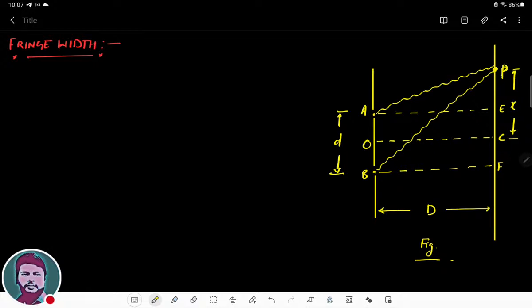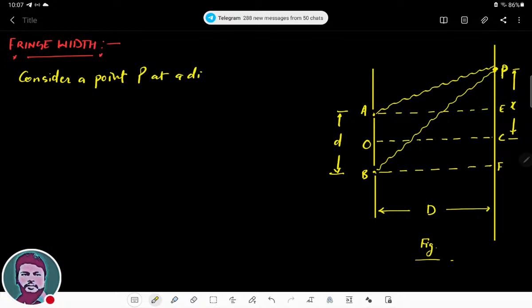I'll start the derivation directly. So let us consider a point P at a distance x from C. What is C? C is the center fringe. Now the path difference between two waves arriving at point P.